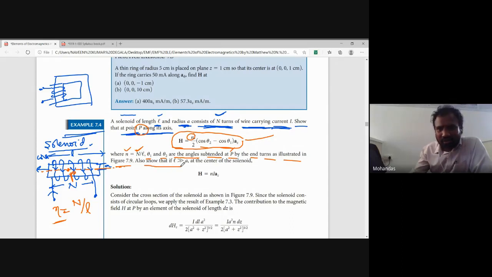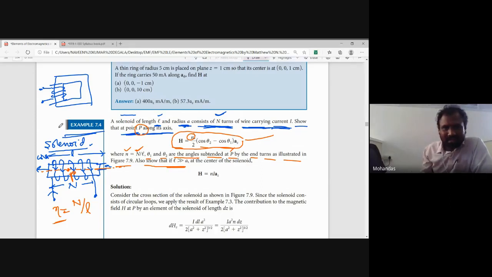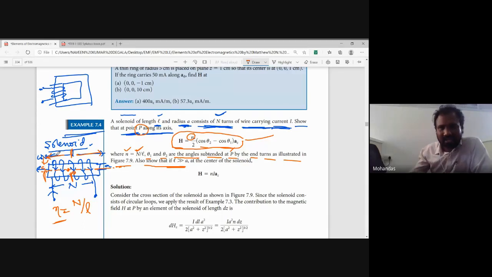Also show that if L is far greater than A, where L is the total length of the solenoid and A is the radius of the solenoid, then the magnetic field intensity at the center of the solenoid is H equal to n I a_z. So these are the two things which we are going to solve for this given problem.